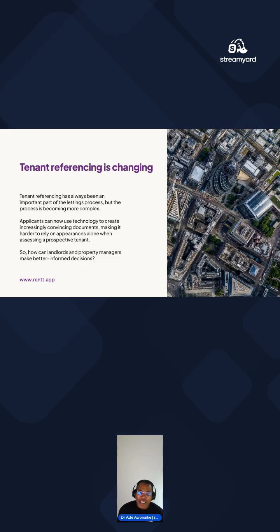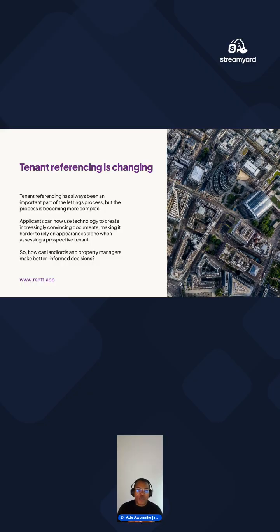Tenant referencing isn't new. Landlords and property managers have always needed to understand who they are potentially giving possession of a property to. Can this person afford the rent? Are they employed where they say they are employed? Is the information they provided accurate? What does their previous rental history tell us? But something fundamental is changing.